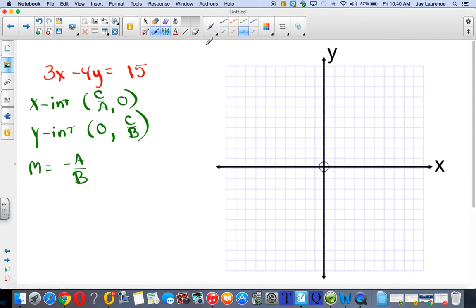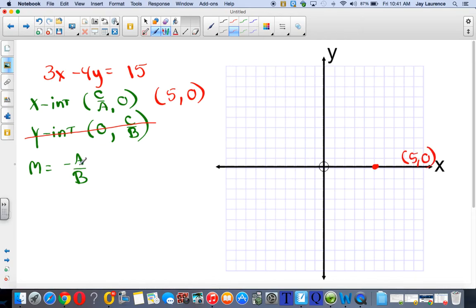Now, to get any line from standard form of a linear equation, I only need two of these three things. In this problem, I'm just kind of cheating, and I know 4 doesn't go into 15 evenly, so I don't think I'm going to worry about the y-intercept, because it's not going to come out as pretty. 3 goes into 15 evenly. I think I'll find the x-intercept. I think it's going to be 5, 0. Yeah, 5, 0. The x-intercept.